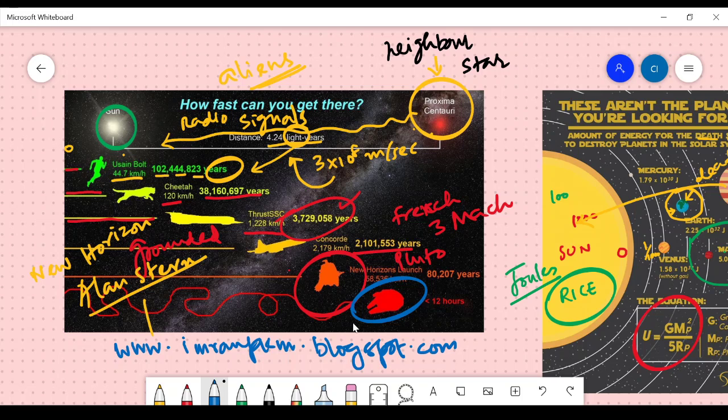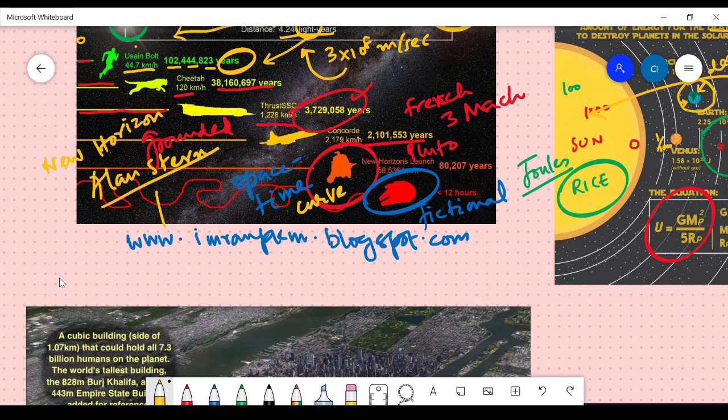Now this particular spacecraft is a fictional one. It's found in a movie called Star Wars. It is supposed to travel and reach in less than 12 hours. It doesn't exist. So you can see that it is taking up some curved path, taking advantage of the space-time curve. So now you can see here that distance has been used to scale them on the graph.